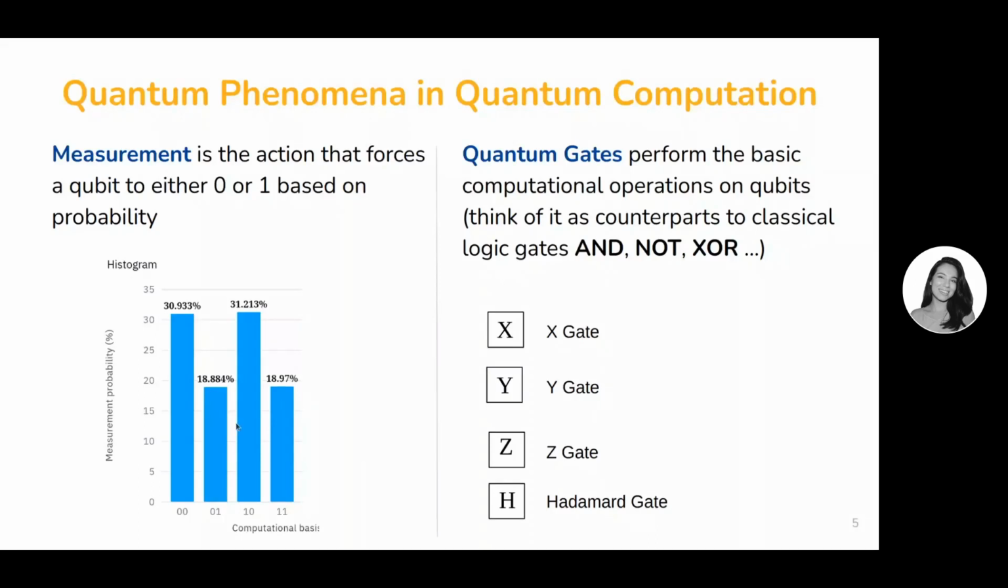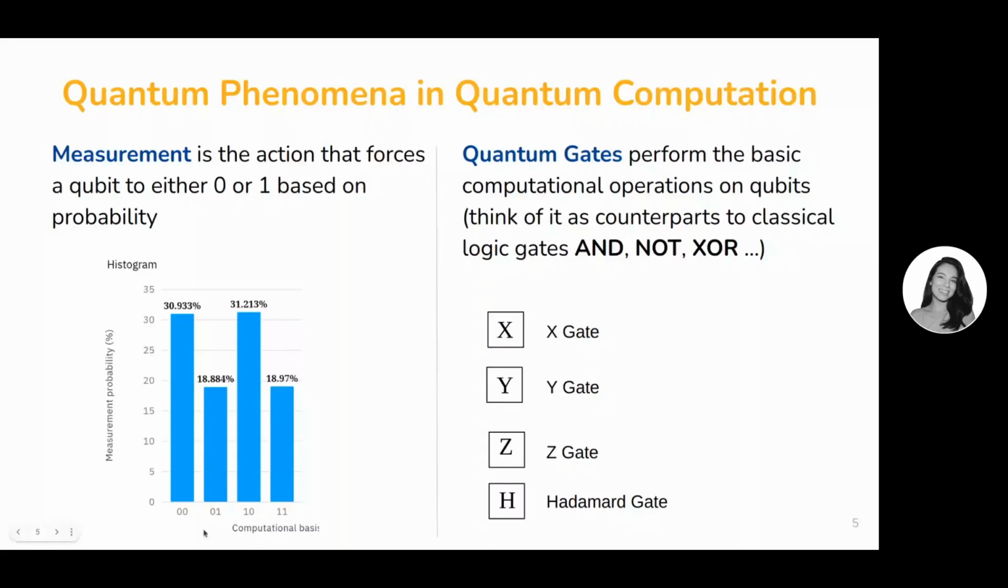And this is an example of a histogram that shows the measurement at the end of a computational task that is done based on a circuit of 2 qubits. Okay, so as you can see here, we have probabilities. We have a probability of almost 30% to measure the state 0, 0. We have 18% to measure the state 0, 1. We have 31% to measure the state 1, 0. And we have 18% to measure the state 1, 1.